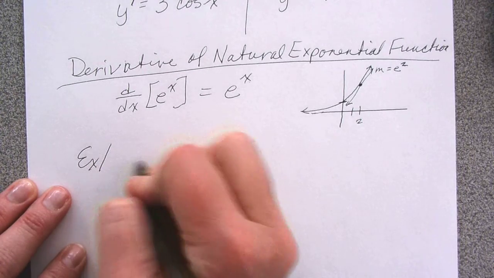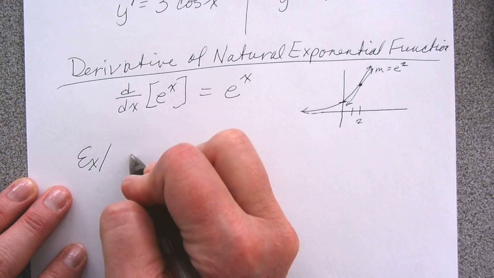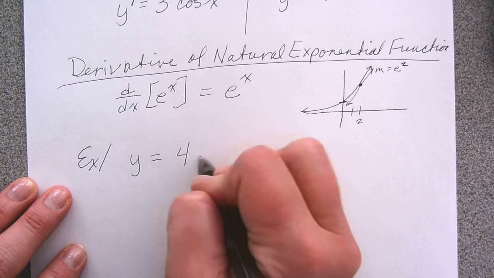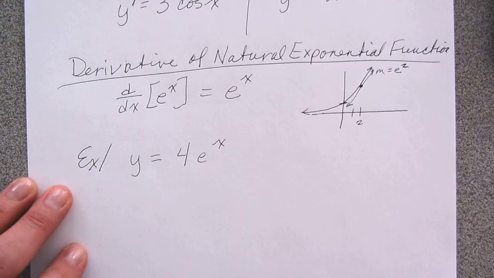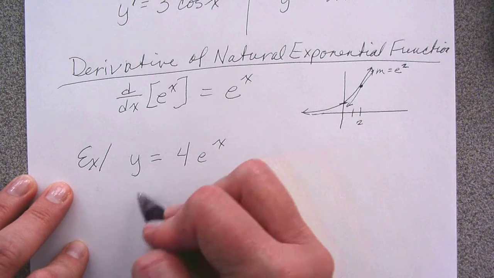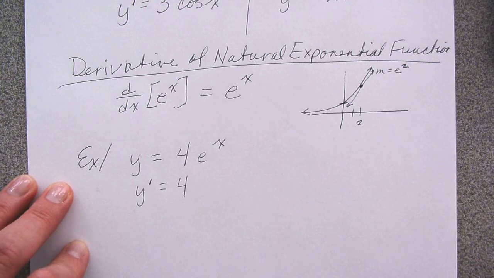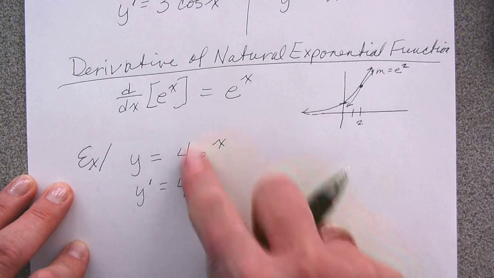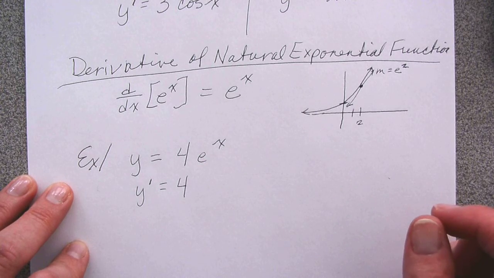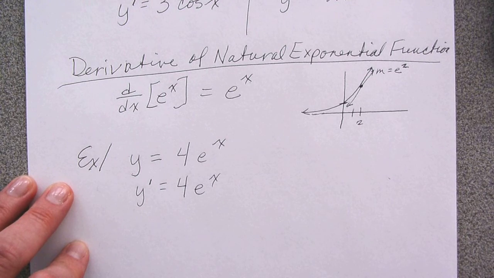So if I have y equals 4e to the x power, if you're going to take the derivative of that, you would bring the constant out in front and then take the derivative of the function. So what's the derivative of e to the x? E to the x.